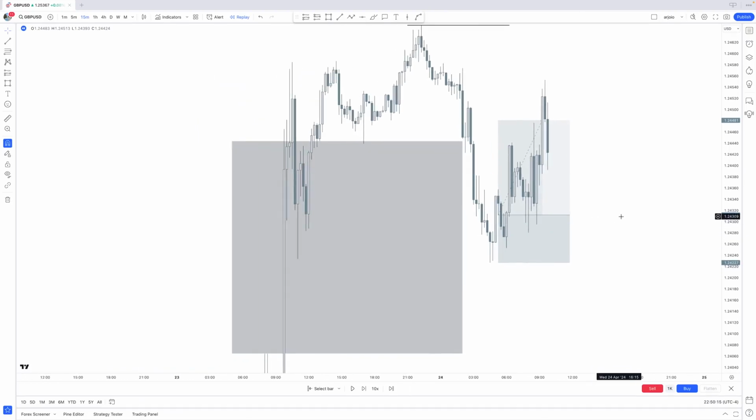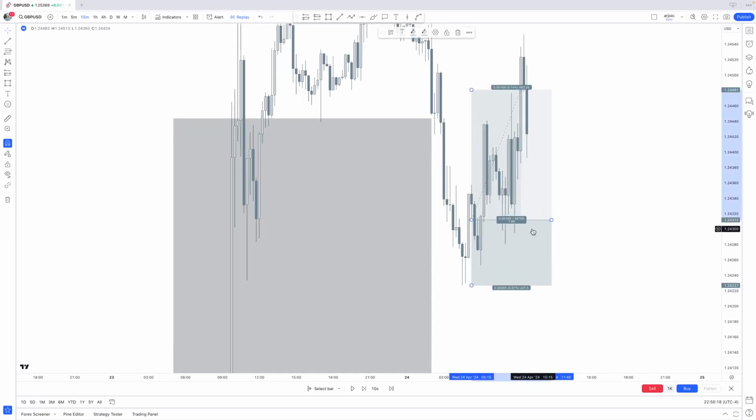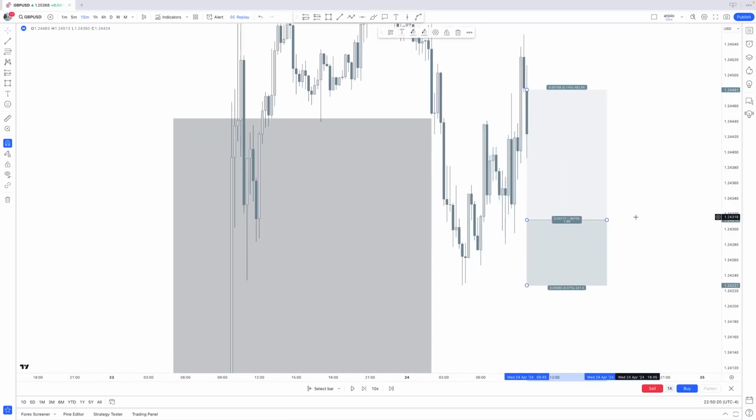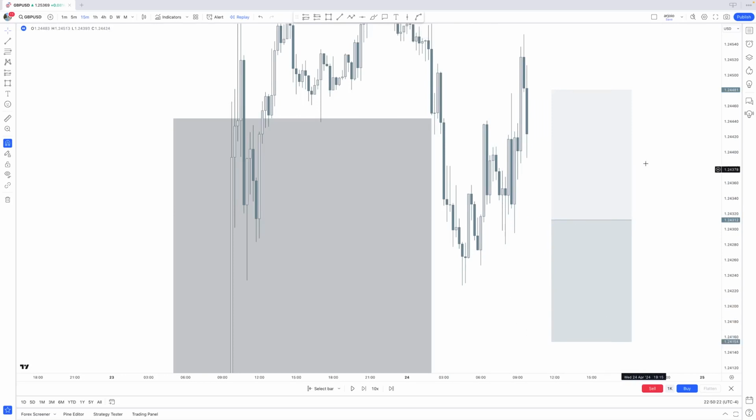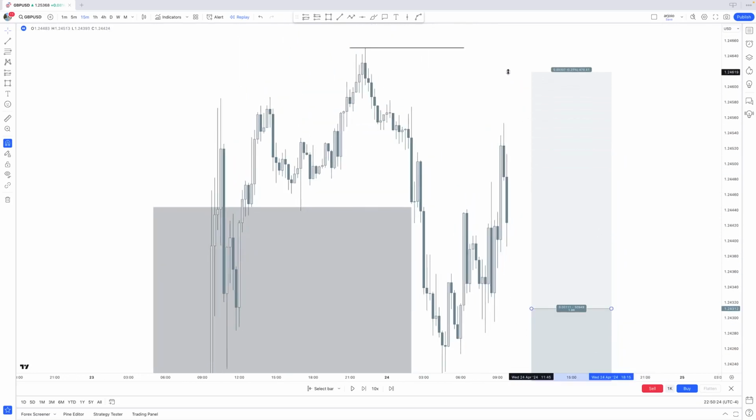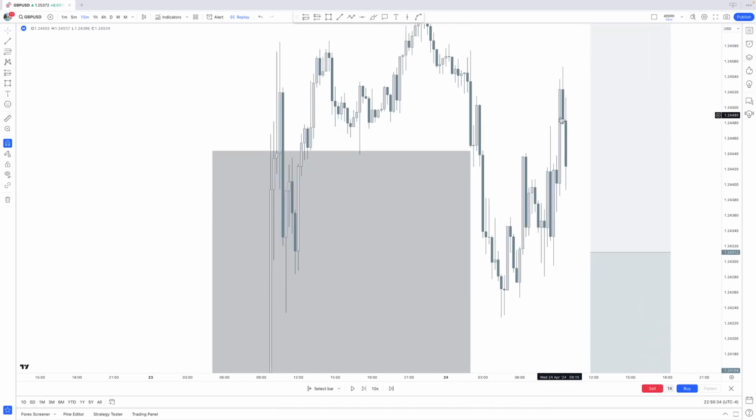So let's take this scenario. Right here, we entered at this line. So let's put it to the right. Let's say we had a bigger stop loss and our target was 1 to 2 still, but it was a lot higher. We did not hit our take profit like we did just now. So let's say we are still in this trade.